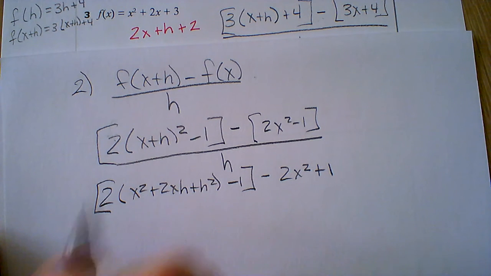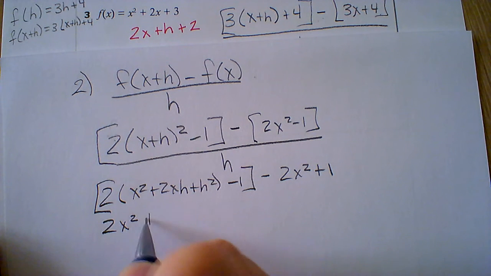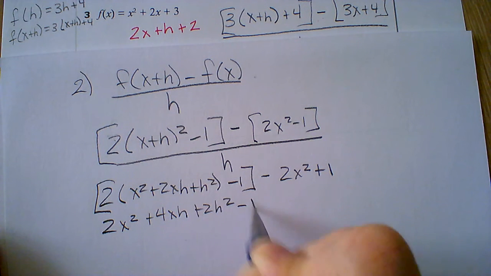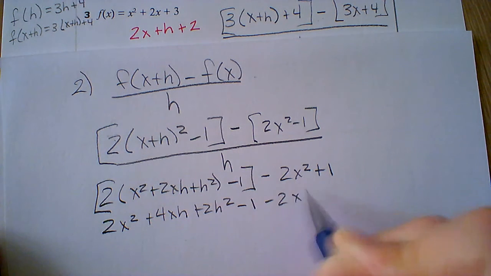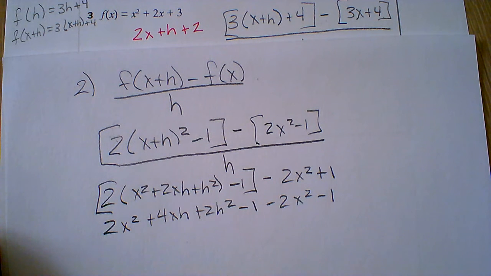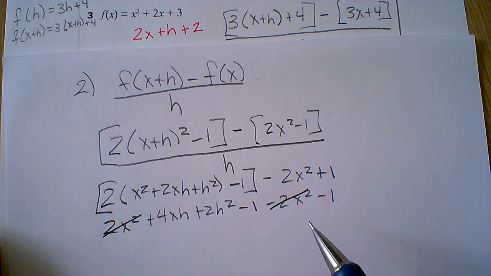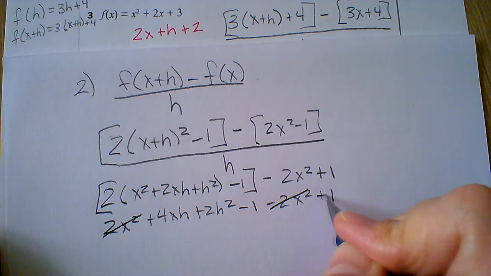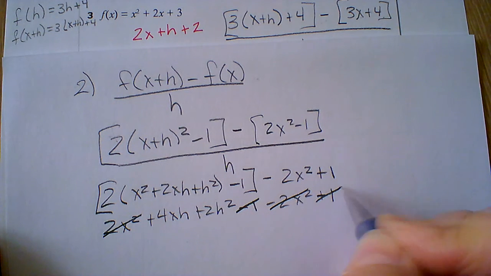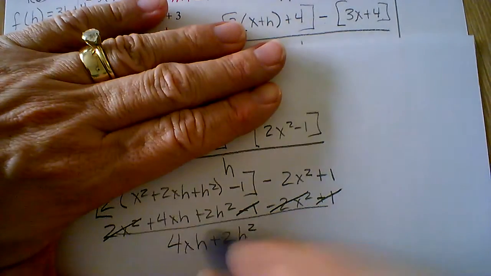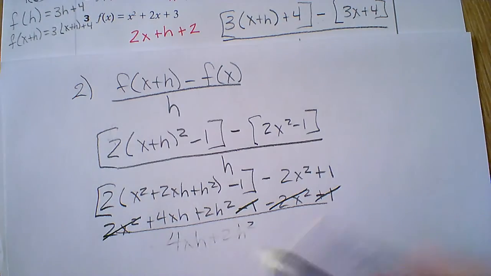plus 1. So now we can distribute our 2x squared plus 4xh plus 2h squared minus 1 minus 2x squared plus 1. All right, so this will cancel out. And now we have 4xh plus 2h squared, all over h, sorry. My fault.